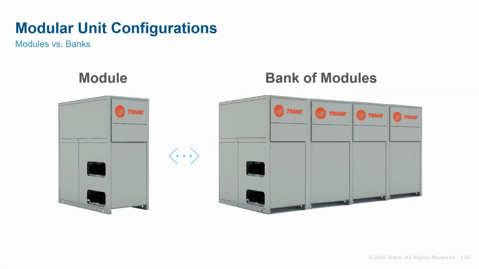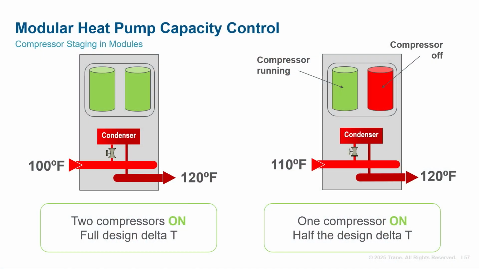Modules are combined into a bank. The number of modules in a bank determines the overall capacity and the number of unloading steps that are available. Capacity modulation is achieved by cycling compressors on and off. Each module has two compressors. When both compressors are running, full design delta T is achieved. When one compressor is running, half the design delta T is achieved. And when no compressors are running, the flow control valves may be closed to achieve flow turndown in the bank.